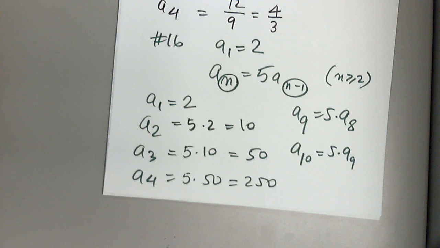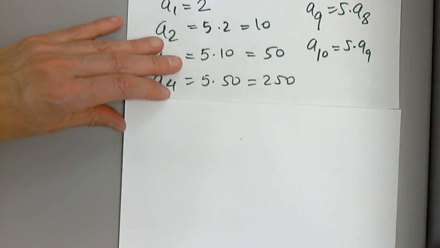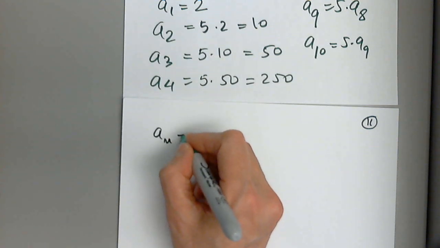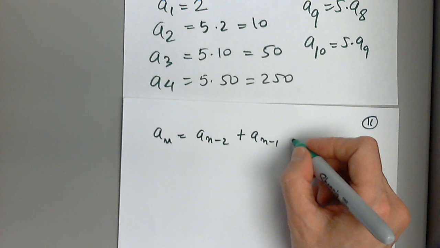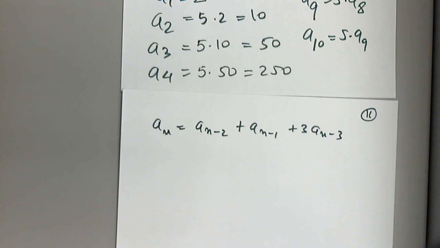Some recursive formulas depend on the first 3 terms. You're not going to see it in this class, but that's a possibility. Something like a_n equals a_(n-2) plus a_(n-1) plus 3a_(n-3). What does this mean? I have to be given the first 3 terms, A1, A2, and A3, because otherwise I will not be able to find A4. So in this case, the first 3 terms are given, and then I can find the rest.